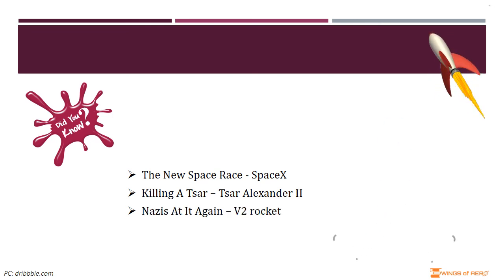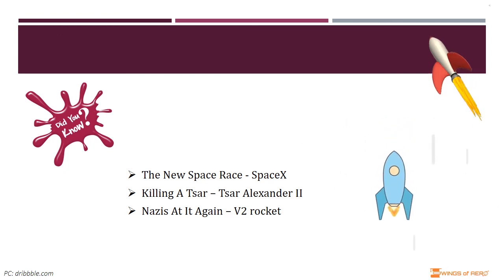Nazis at it again. Germany was actually the first country to produce a rocket capable of crossing the boundary of space. The famed V-2 rocket of World War II was a ballistic missile launched by the Nazis on England and Belgium.